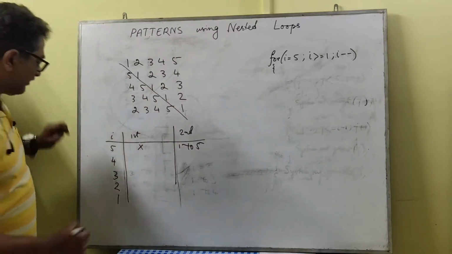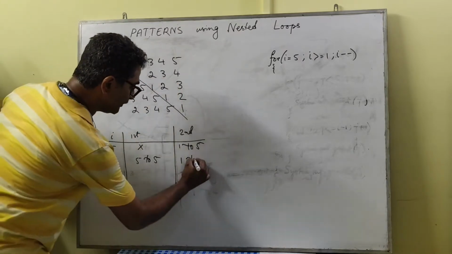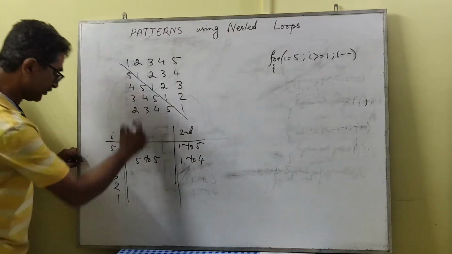When i is 4, just 5 gets printed. So we can tell 5 to 5. And for the second half, 1 to 4. You see how easy? When i is 3, 4 to 5.